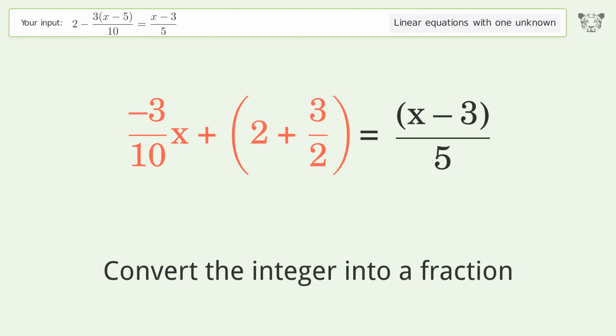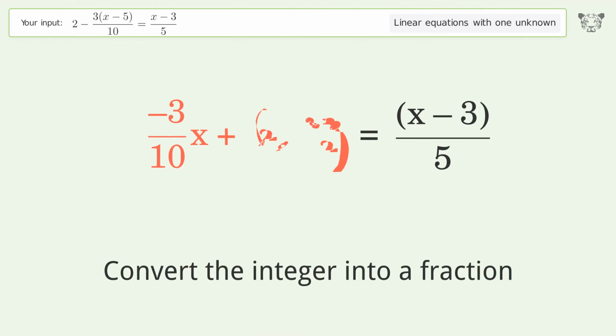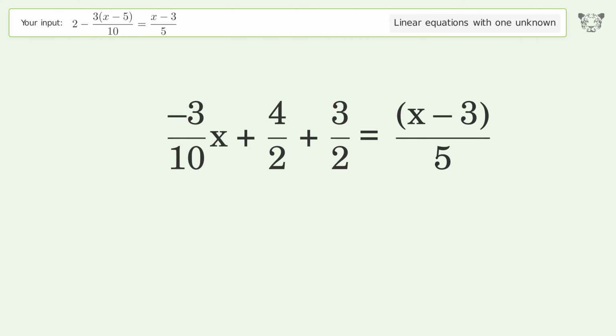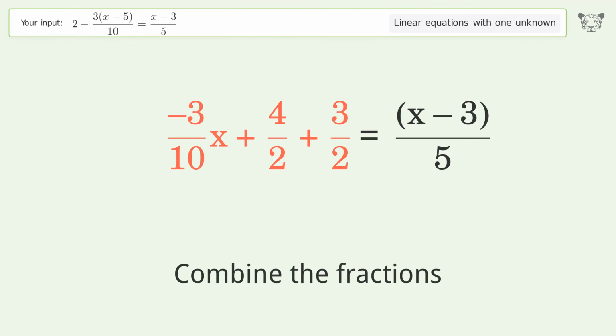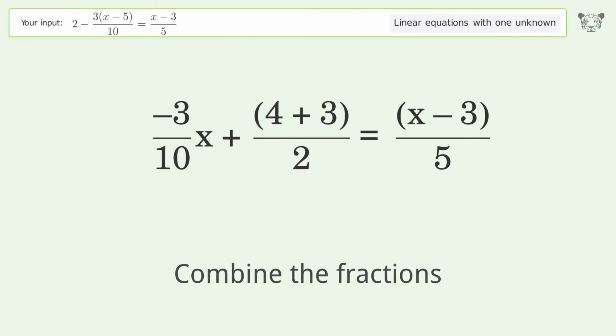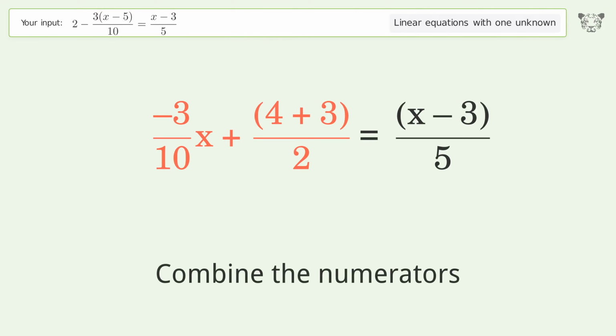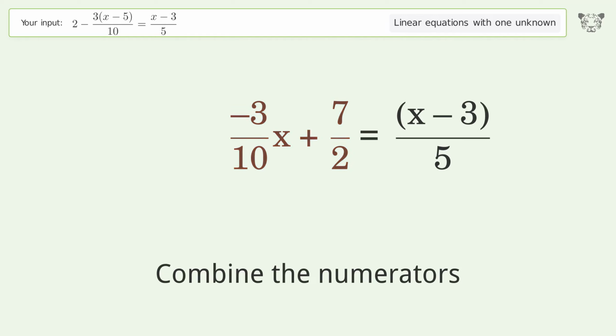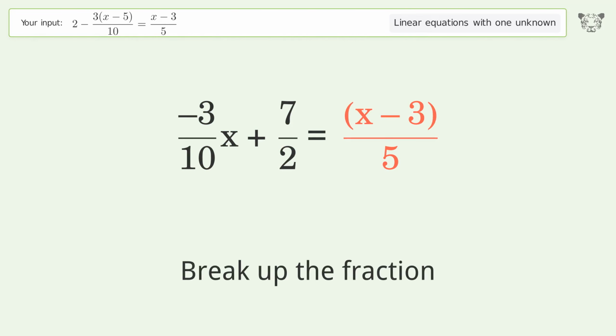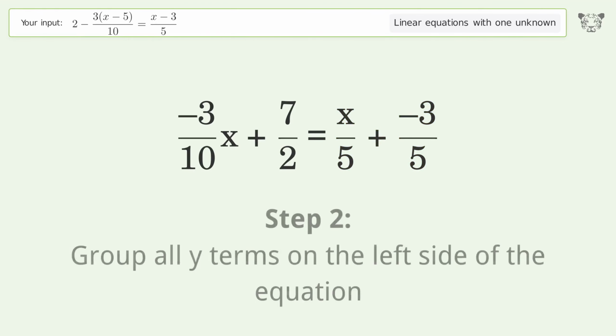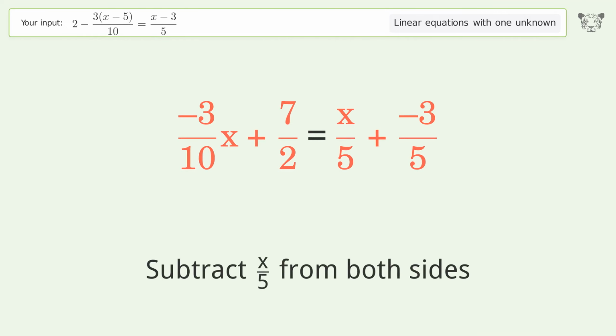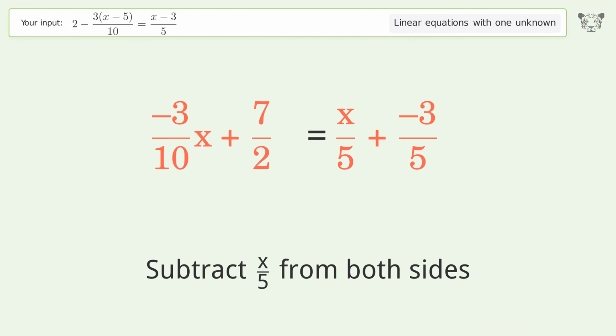Convert the integer into a fraction. Combine the fractions. Combine the numerators. Break up the fraction. Group all y terms on the left side of the equation. Subtract 10/5 from both sides.